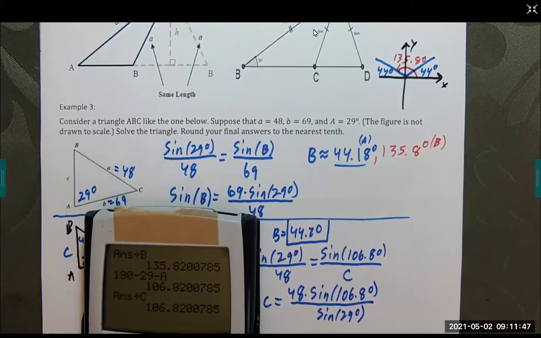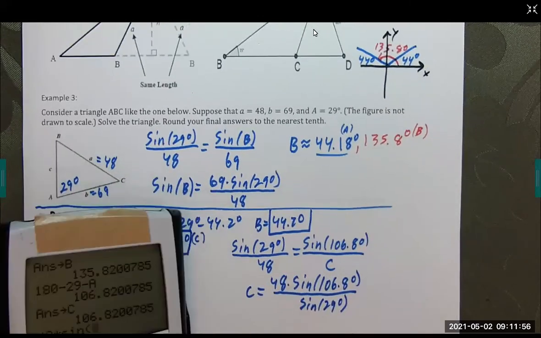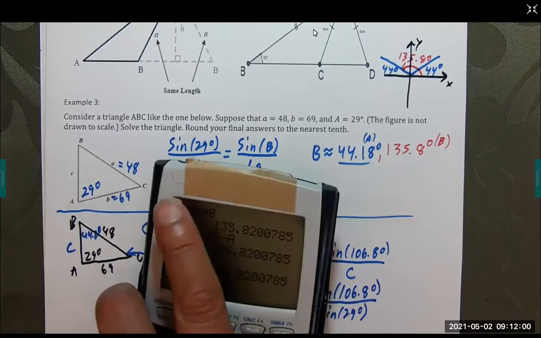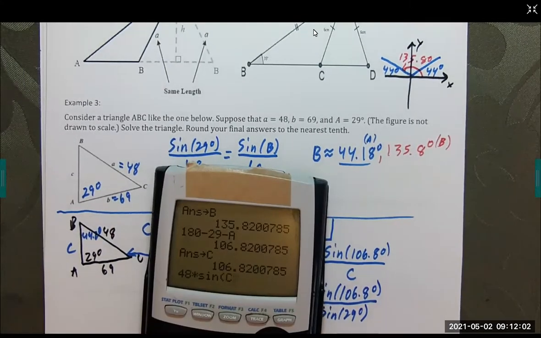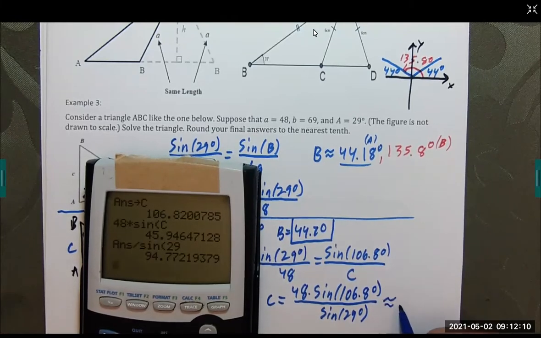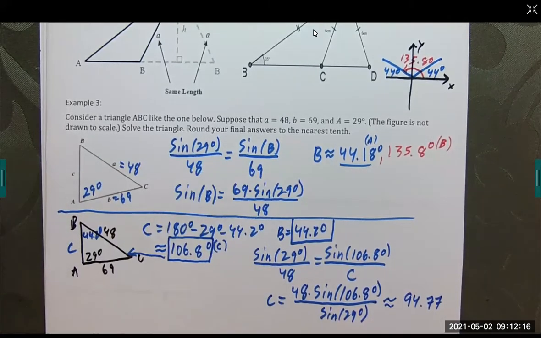All right, so we are in degree mode, so we're going to go 48 times the sine of the 106, which I stored off as memory C, divided by the sine of 29 degrees. There we go. 94.77 feet or whatever the missing piece there is.